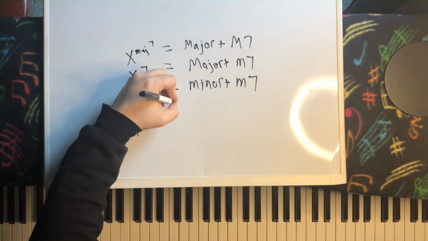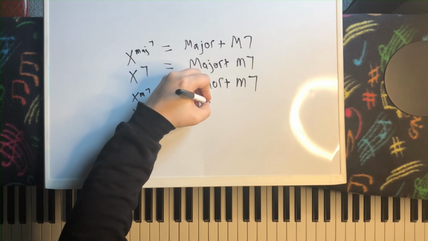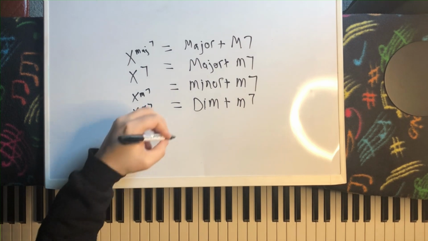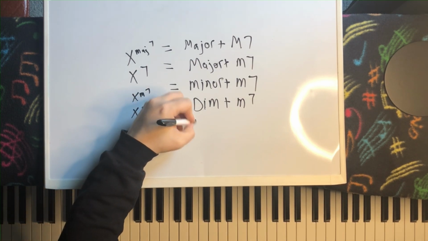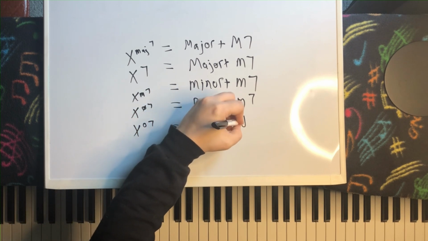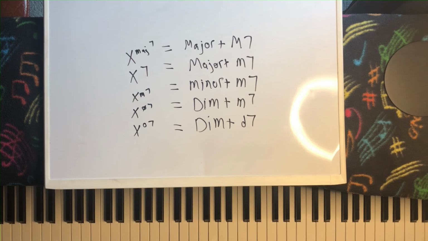Okay, half diminished. It's going to be a diminished chord plus the minor 7th. And then our fully diminished one was a little weird, right? That's going to be a diminished chord plus a diminished 7th. We can think of it that way. That also ends up translating to a major 6, which is kind of strange, but I don't think anyone really thinks of it that way. In the theory world, we wouldn't define it like that.